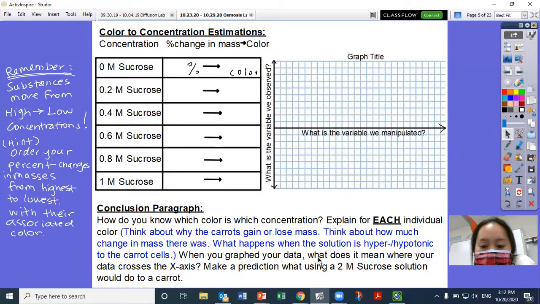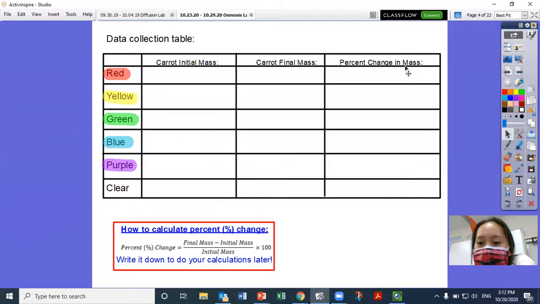And then lastly, make a prediction what using a 2 molar sucrose solution would do to a carrot. So this is your conclusion paragraph that you're writing after you do your whole lab. And that's because you are doing this page, and then you're only doing the percent change in mass in this table because we're all collecting data together.